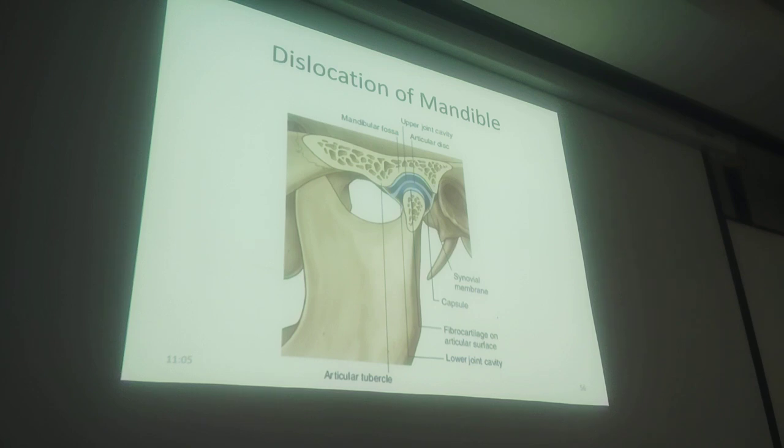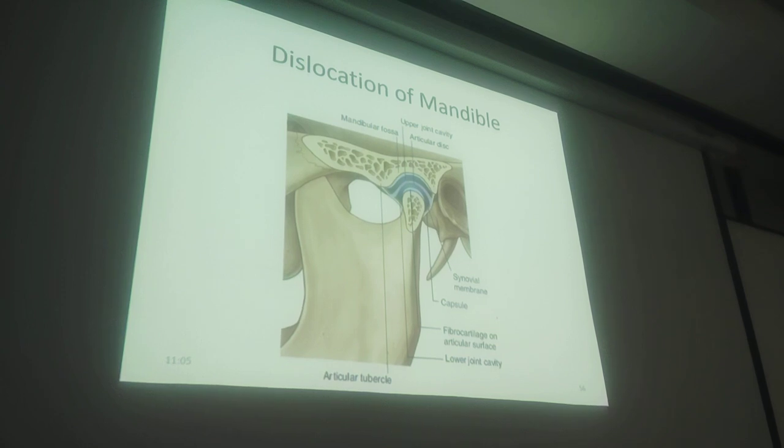We will also discuss dislocation of the mandible. Notice the left mandible seen from the lateral aspect. Just anterior to the socket is the articular tubercle. When you open the mouth, the head of the mandible moves forwards. If it moves too far forward, it will go beyond the articular tubercle, and then muscle contraction will keep it up.